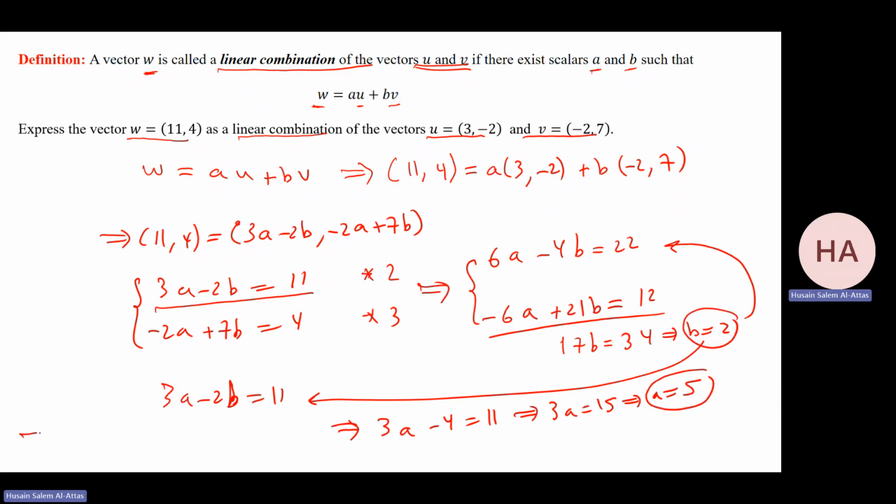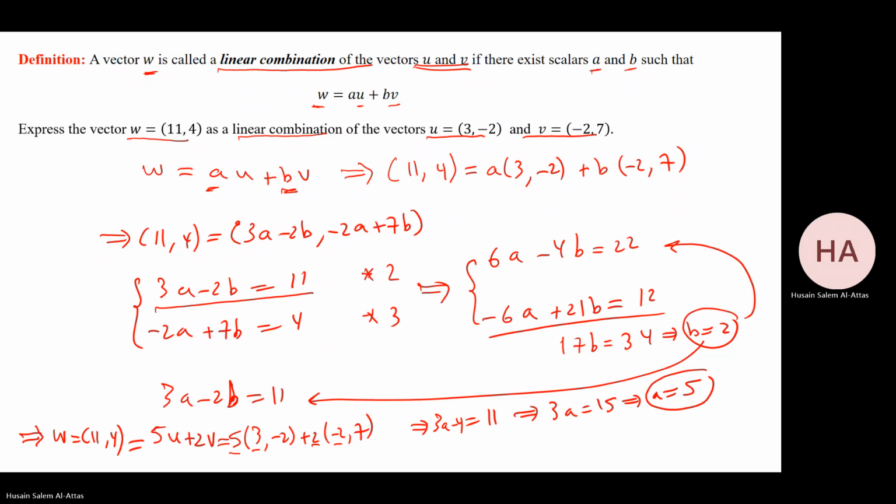That means W, which is 11 and 4, is 5U plus 2V. B is 2 and A is 5. And I can see it easily. This is 5, what is U? U is 3 and minus 2. And V is minus 2 and 7. Look at this: 5 times 3 is 15. 2 times minus 2 is minus 4. 15 minus 4 is this 11.